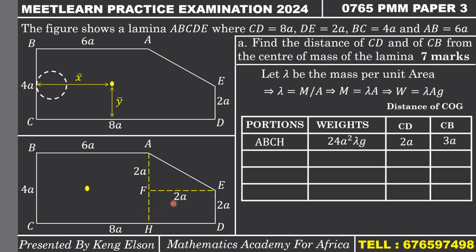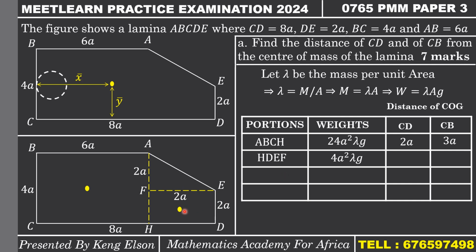So the next portion we are going to consider is a portion HDEF. This is actually a square because the length and the width are all the same. Just that I've not drawn to scale, so you might think that this is bigger than this, but 2a and 2a means that it is a square. What is the area? Side squared. 2a times 2a is 4a squared. So the weight will be 4a squared lambda g.